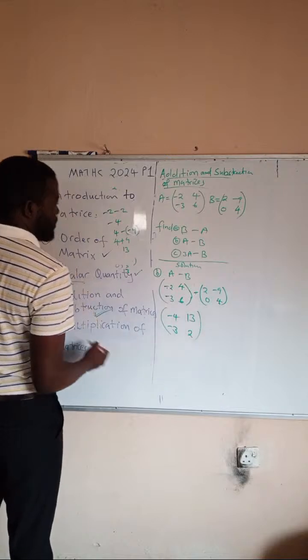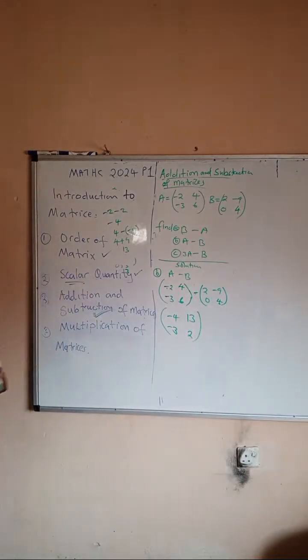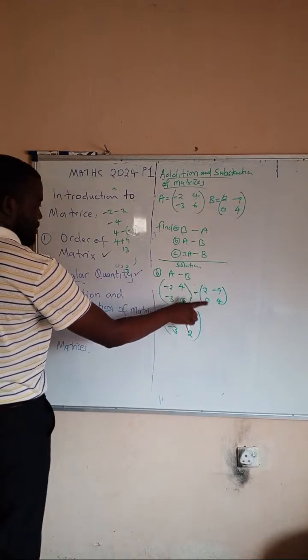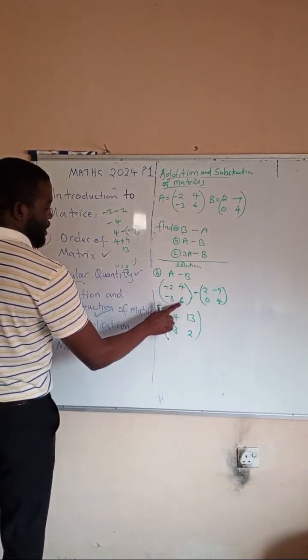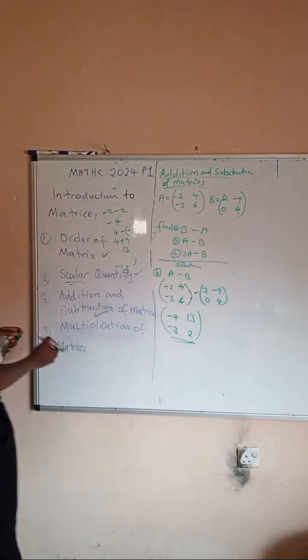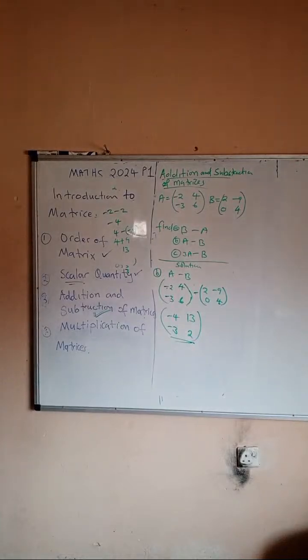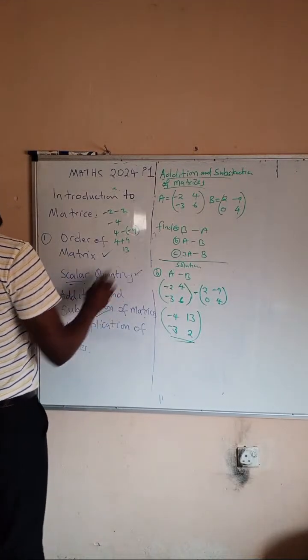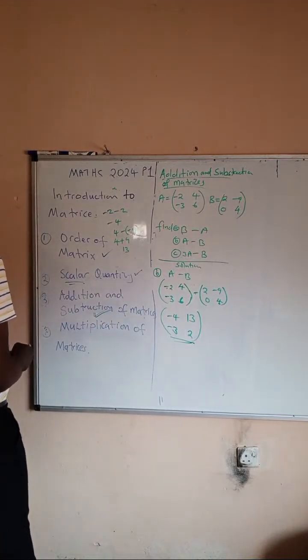This is how you solve it. Negative 3 minus 0 is negative 3. 6 minus 4, it is 2. That's how you do addition and subtraction of matrices, rather, not integers. Of course it has got integers and stuff, but I think your mind is open up. So that's how you do addition and subtraction.